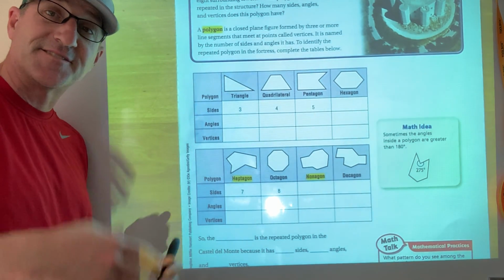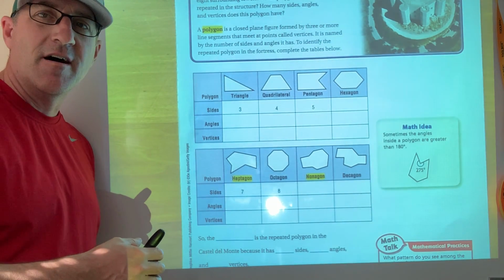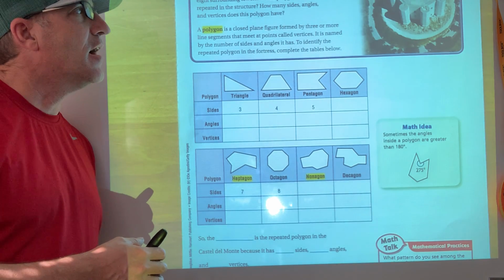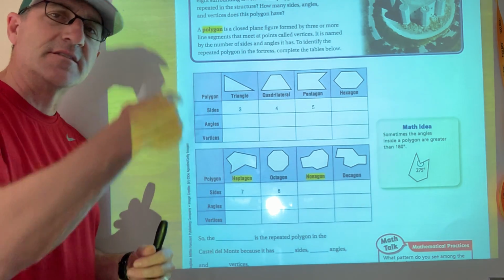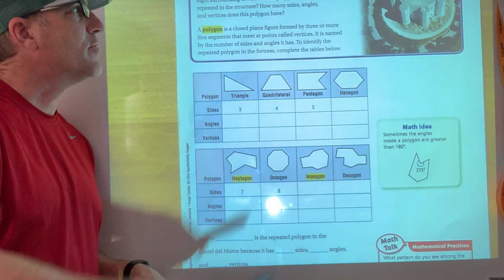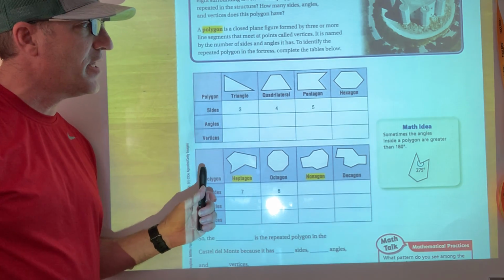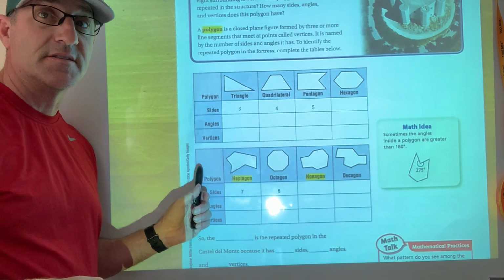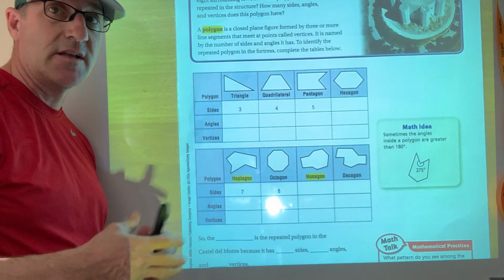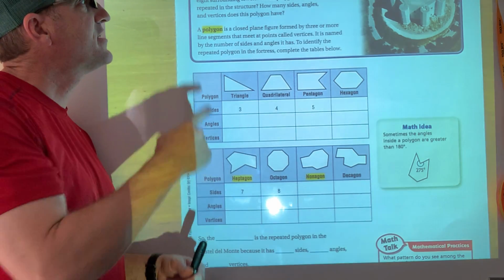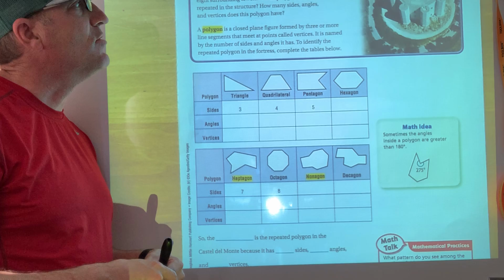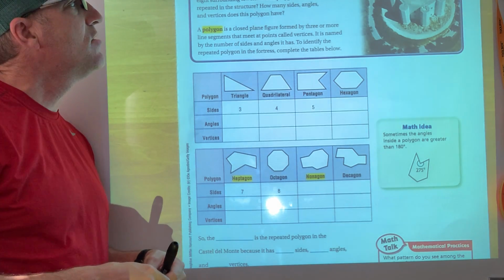All right, Pac-Manians, it's the last chapter of math for the year. It's geometry, so this lesson is all about polygons. We're going to get into the unlocking the problem here and then talk a little bit about what polygons are. Poly means many, gon side, right? Many sides.